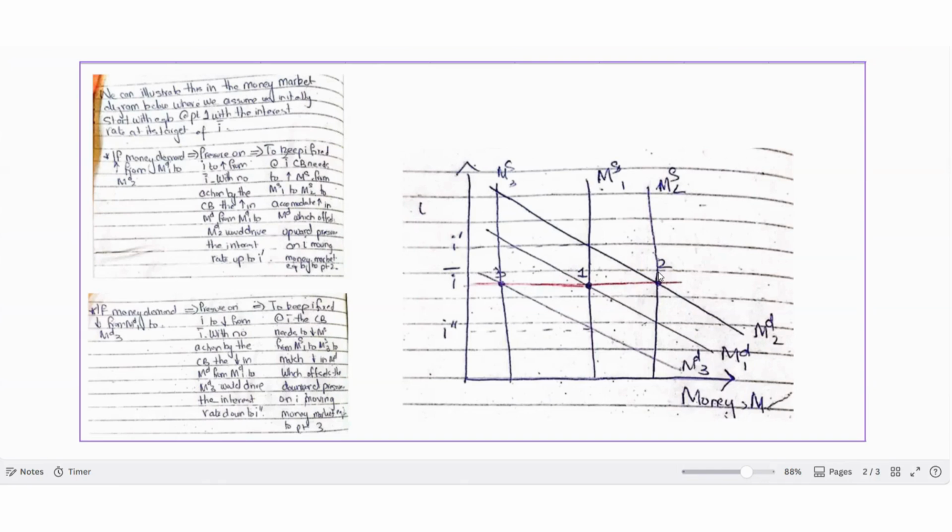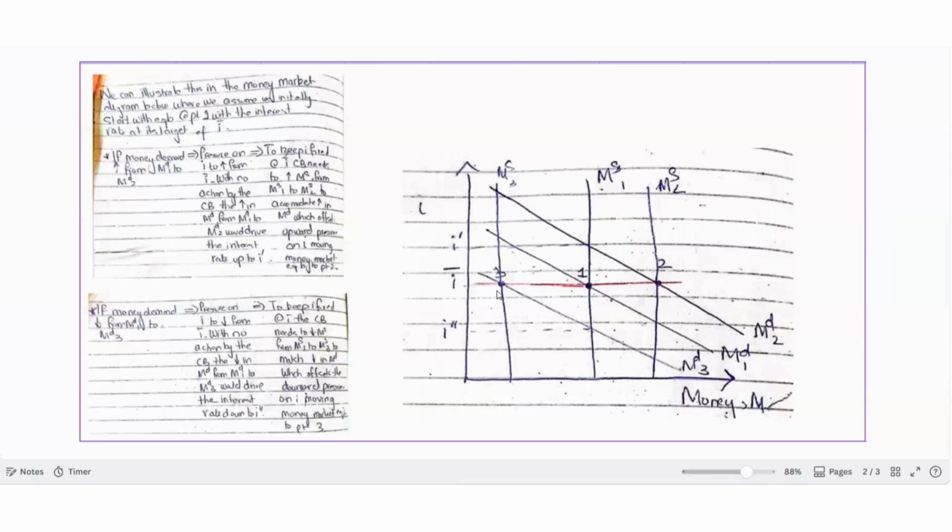Similarly, if money demand decreases from MD1 to MD3, there will be pressure on I to decrease from I bar. With no action by the central bank, the decrease in money demand from MD1 to MD3 would drive the interest rate down to I double prime, right? So if money supply stays fixed at MS1 and money demand goes down from MD1 to MD3, there will be pressure on interest rate to go down to I double prime.